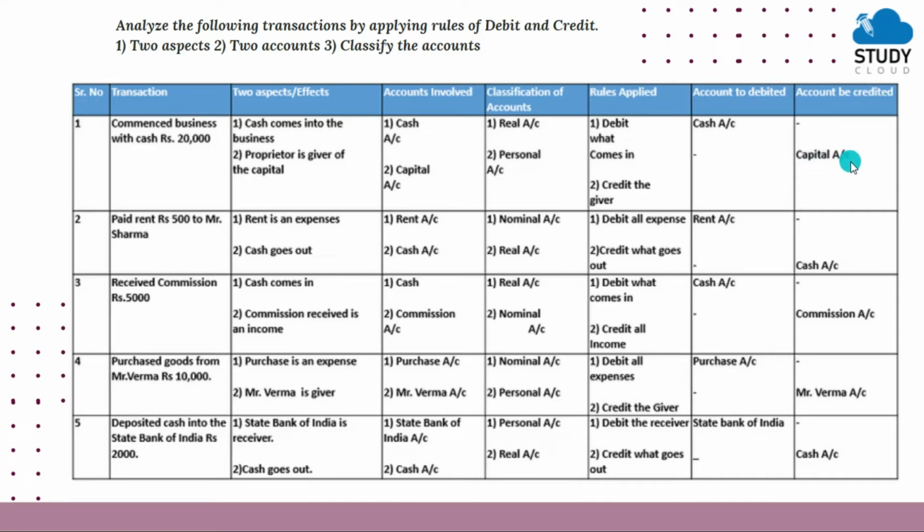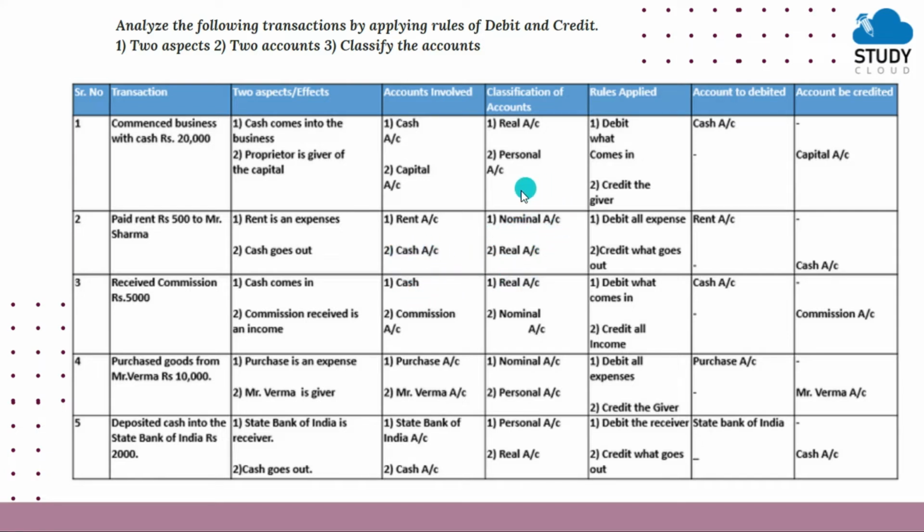Then second is paid rent rupees 500 to Mr. Sharma. Now you are paying rent, you have paid the amount of rent. So rent is the first type of effect here. Rent is an expense. When you pay rent, what happens? Cash goes out from your business. So two accounts involved here. First is rent account and second is cash account. Now rent is an expense, so it is a nominal account. Cash is a property, so it is a real account.